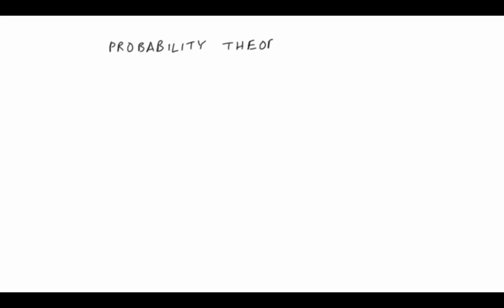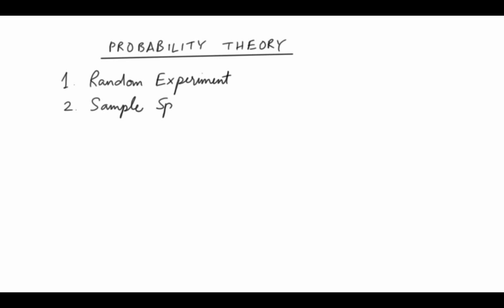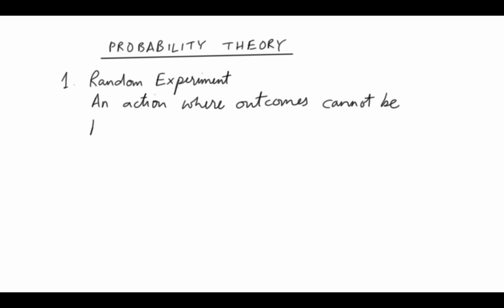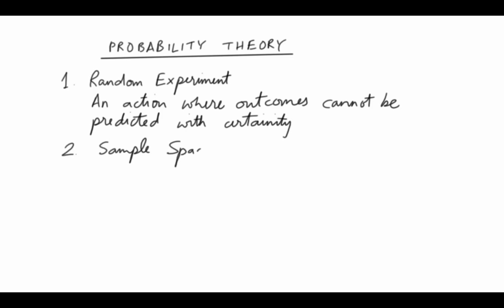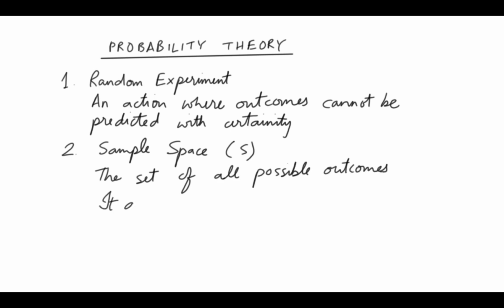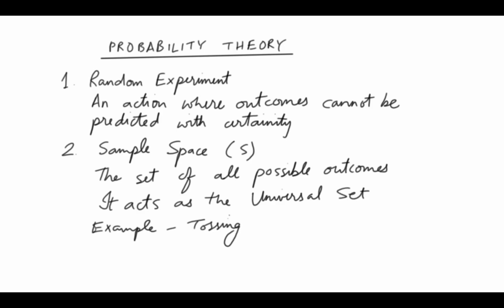Probability theory is all about quantifying uncertainty. Every problem starts with a random experiment, an action like rolling a die or tossing a coin, where we cannot predict the exact result with certainty beforehand. The foundation of measuring this uncertainty is the sample space, denoted by a capital S. This is a set containing every single possible outcome of our experiment. For example, if we toss 2 coins, our sample space consists of 4 distinct points: heads heads, heads tails, tails heads, and tails tails.